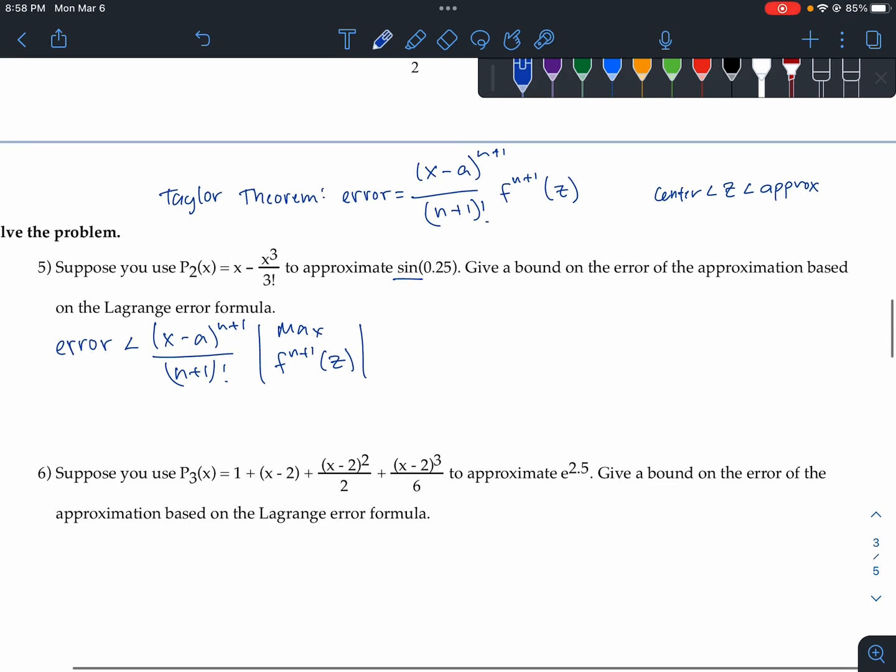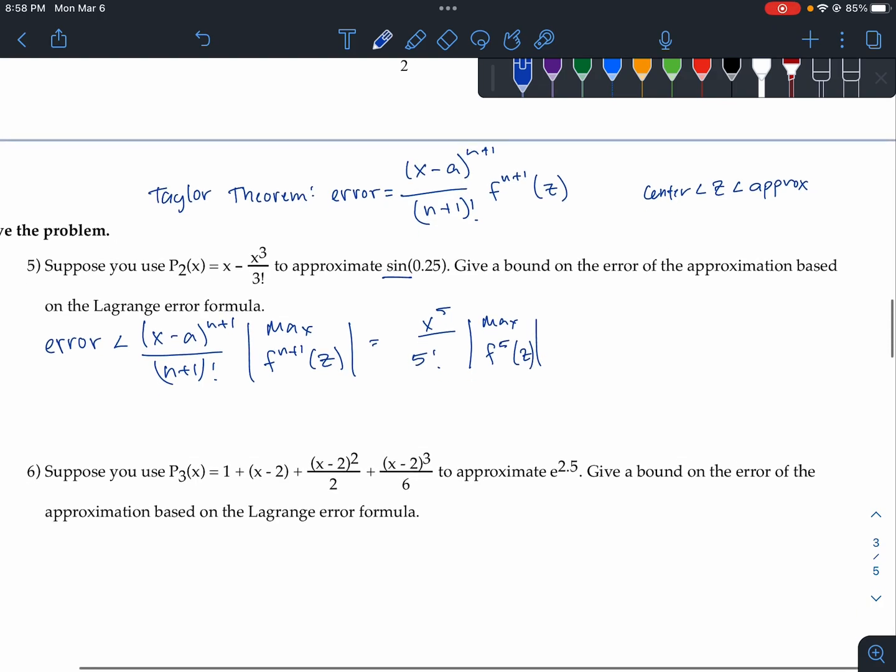So in this case right here, since we're centered at 0, and we have the third term, the next non-zero term is going to be x to the 5th over 5 factorial, and we're going to use the maximum of the 5th derivative at z. Okay, so we can already start plugging in some stuff here. We know that we're approximating at 0.25, that's the x value, to the 5th divided by 5 factorial.